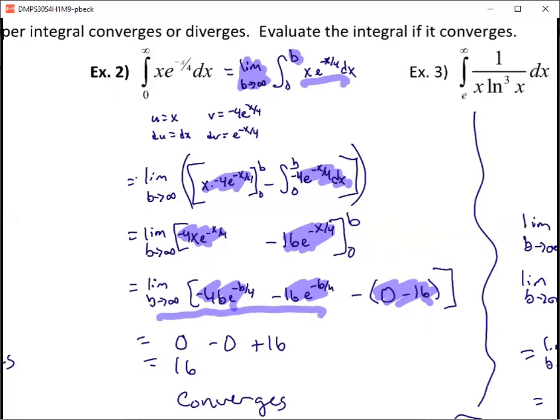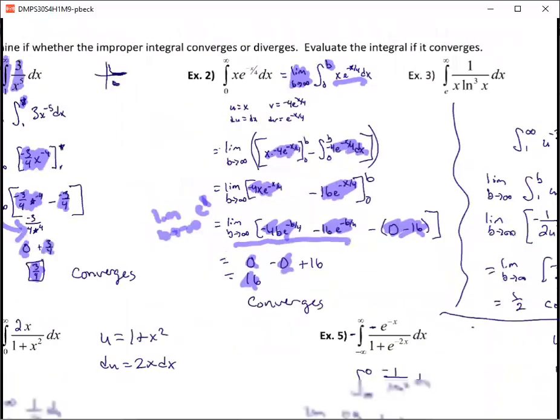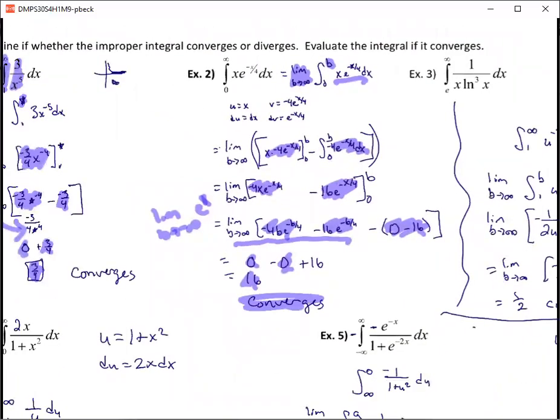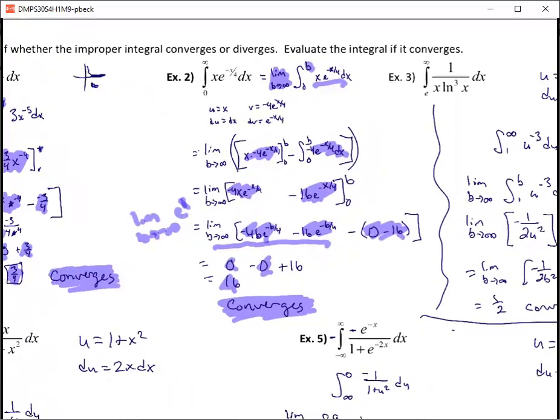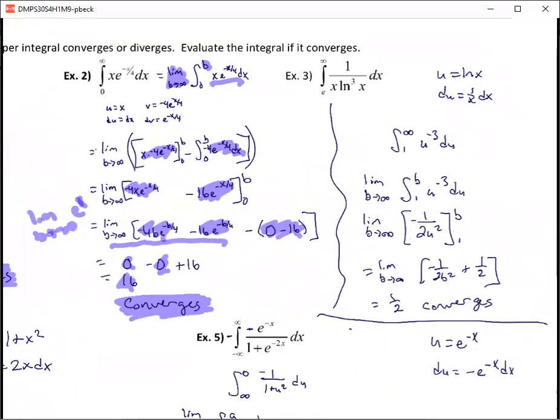One of the ideas that the AP does require you to have is the limit as b approaches negative infinity of e to the x. You are expected to know that limit is 0. Anyway, the fact that this limit does equal 16 means we have what's called convergence. And we have convergence because we are able to find the actual limit. That's something I skipped over on the previous problem, so I apologize.